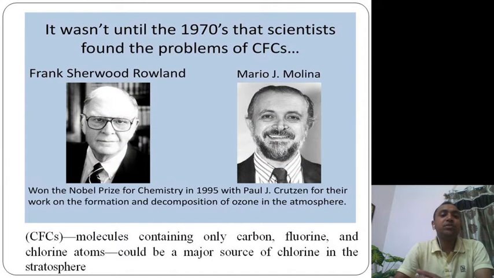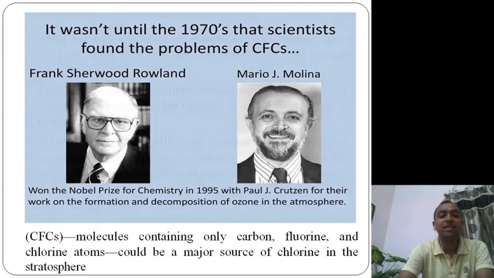Now, if you see these two scientists, Frank Sherwood Rowland and Mario J. Molina, it was in the 1970s that they found the problems of CFCs, and for their work they were credited with the Nobel Prize in Chemistry in 1995 along with Paul J. Crutzen. Basically, chlorofluorocarbon means chloro is chlorine, fluoro is fluorine, and carbon is just carbon. So this could be a major source of chlorine in the stratosphere, which was worked out by these two scientists.